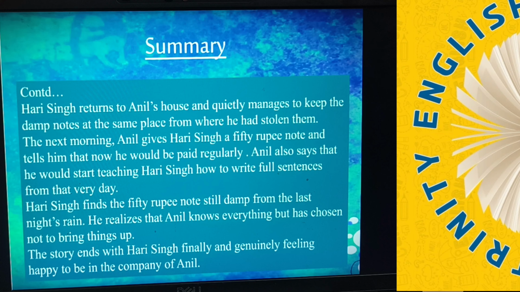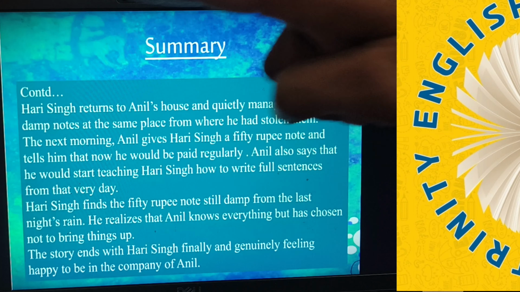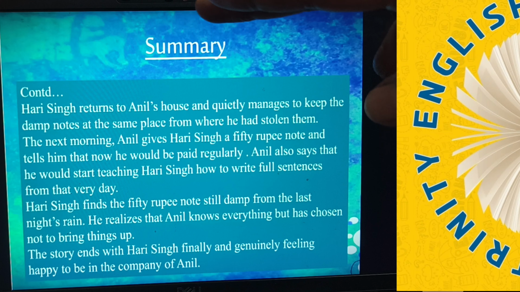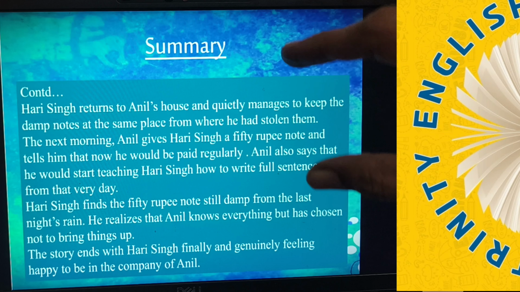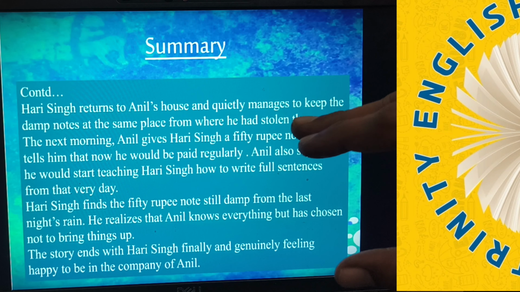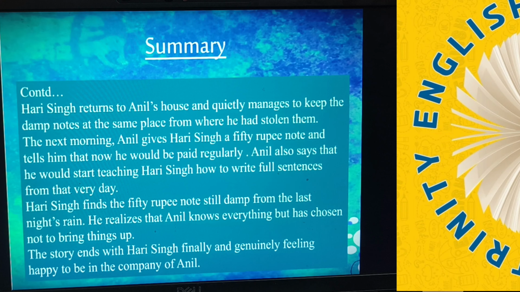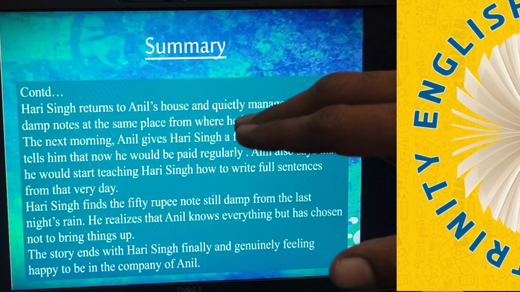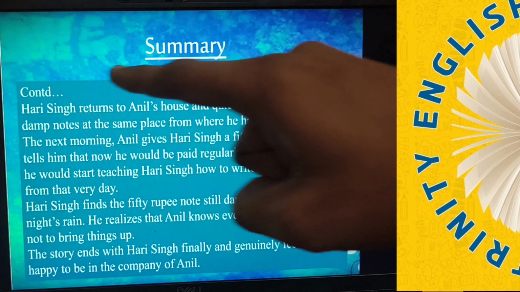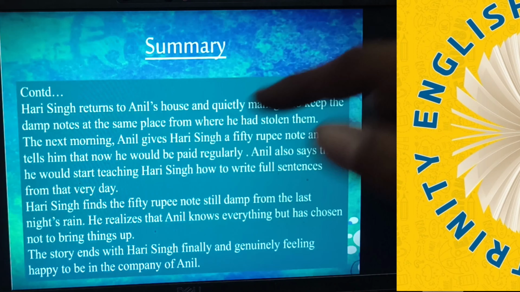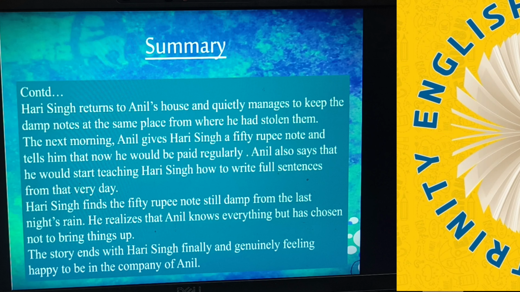After wandering to so many places, after cheating so many people, after encounters with so many people, Hari Singh finally finds the right person to stay with, because he found in Anil a sincere, trusting person. So he did not want to betray his trust and he wanted to be an educated person. For multiple reasons, Hari Singh, the thief, simply stays with this man called Anil the writer.